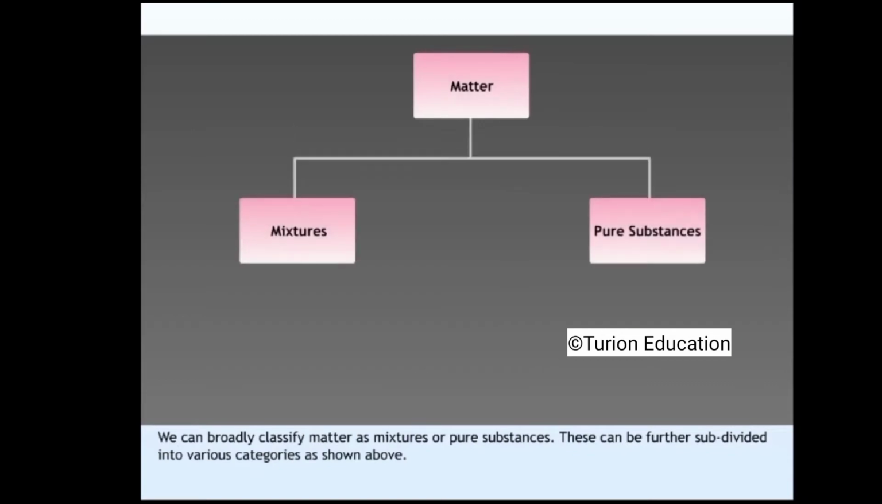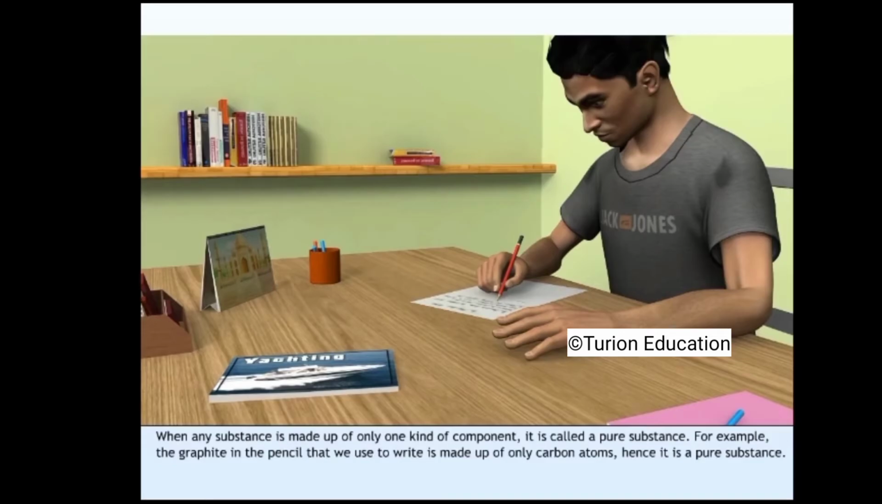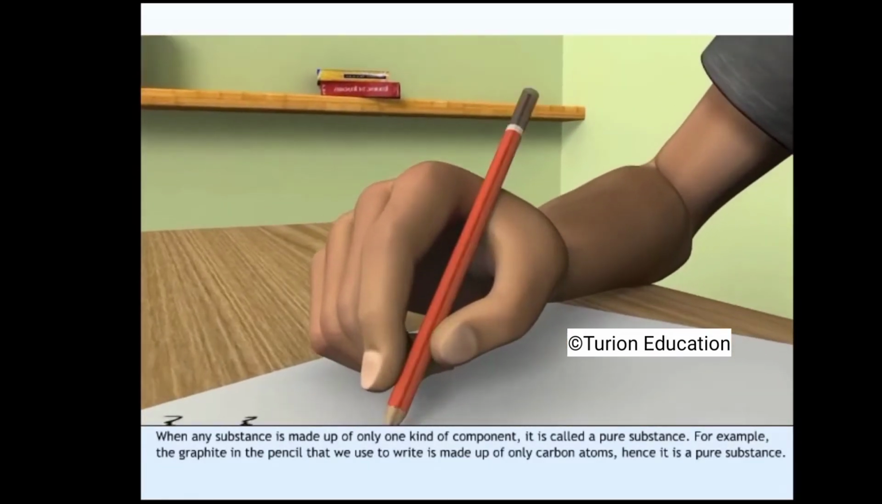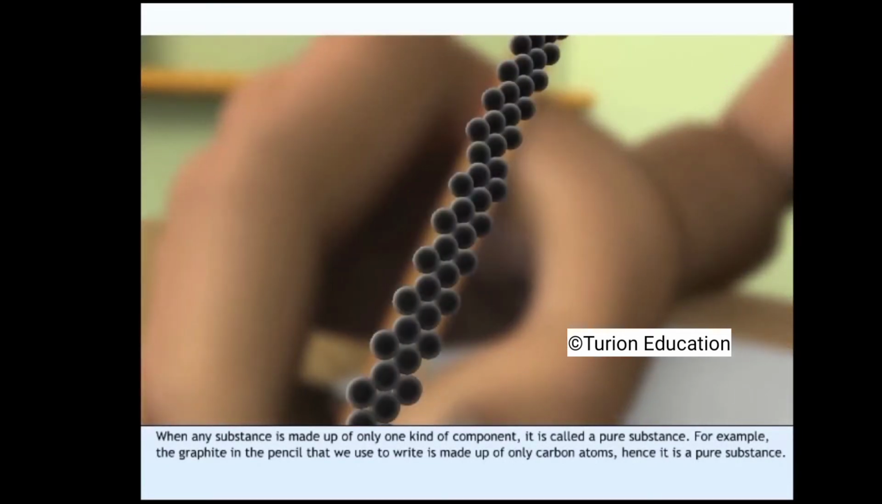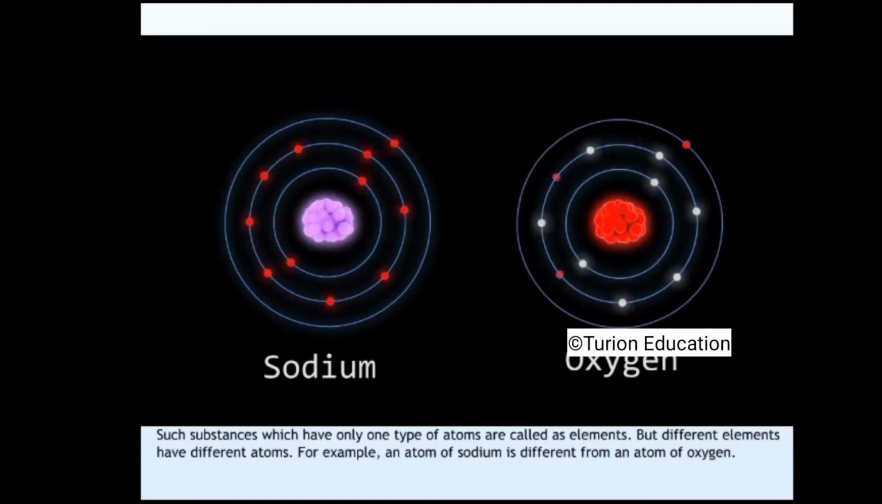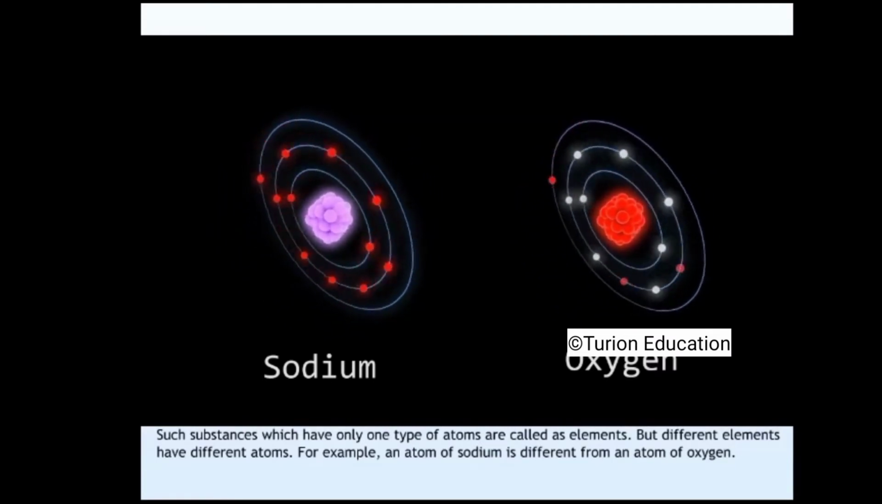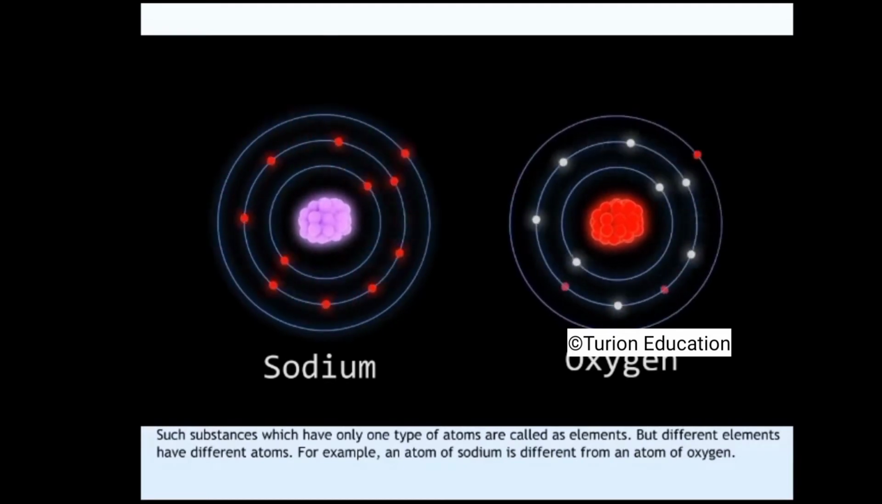We can broadly classify matter as mixtures or pure substances. When any substance is made up of only one kind of component, it is called a pure substance. For example, the graphite in the pencil that we use to write is made up of only carbon atoms. Hence, it is a pure substance. Such substances which have only one type of atoms are called elements. But different elements have different atoms. For example, an atom of sodium is different from an atom of oxygen.